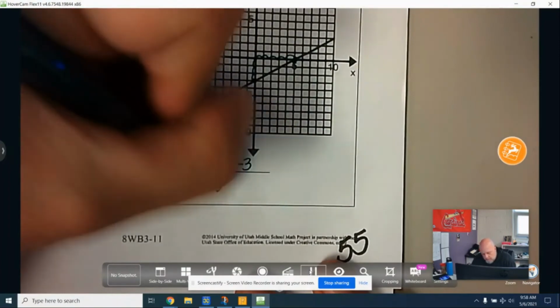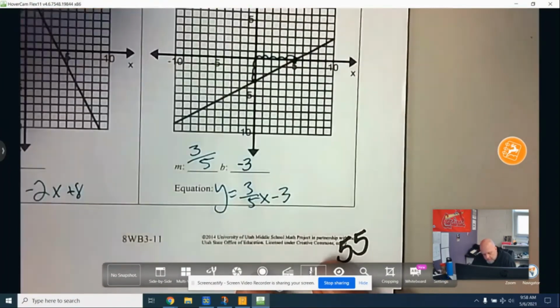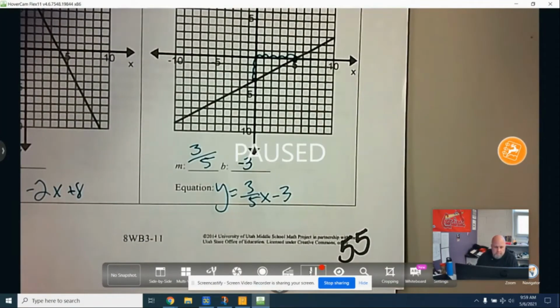So I piece it all together now, and you get y equals 3/5 x minus 3.